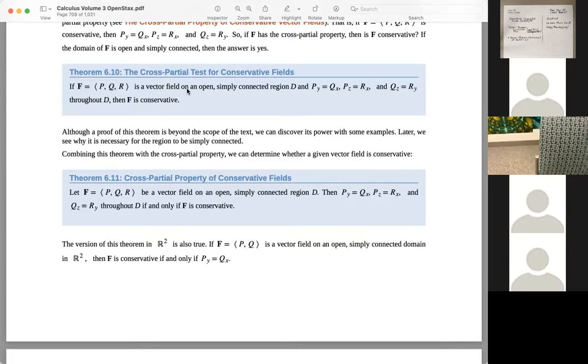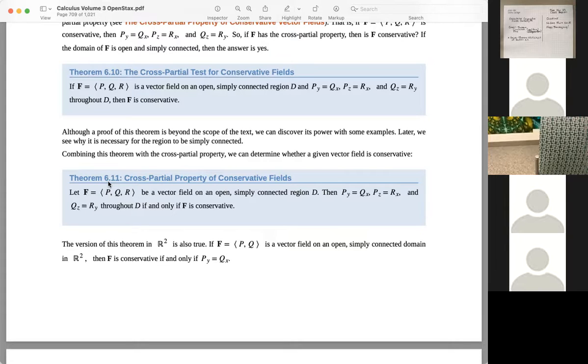So if a vector field is on an open and simply connected set, region D, then this property of the cross partials is enough to force the field to be conservative. Well, this is much easier to check than path independence, right? Because I only have to check three equations, not an infinite multitude of different paths between different points. So if F is a vector field on an open, simply connected set, then these things hold if and only if F is conservative.